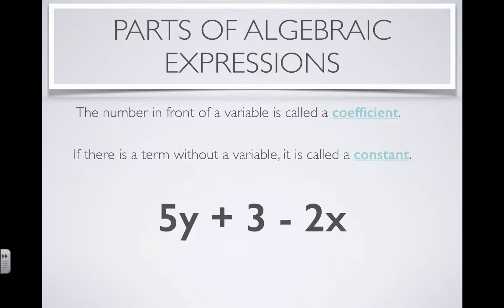The constant is the number that does not have a variable with it. And so this middle term right here is 3, and that's called the constant.